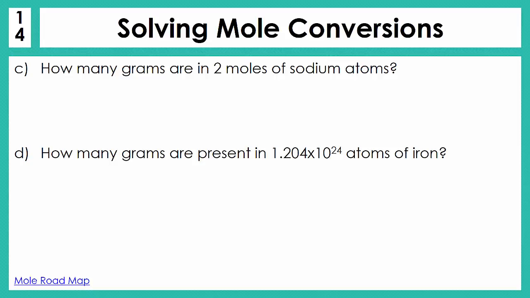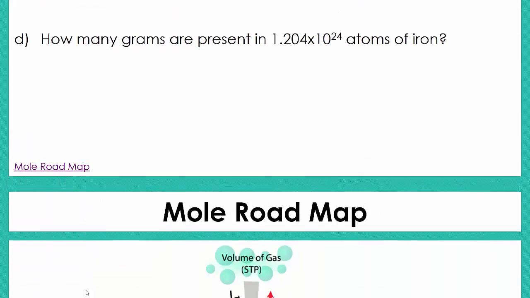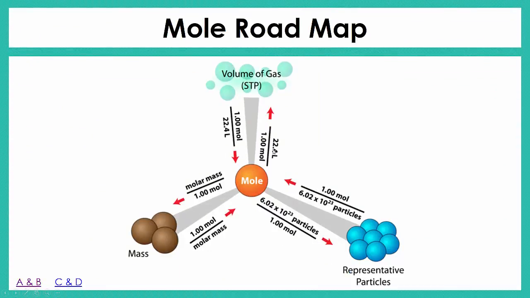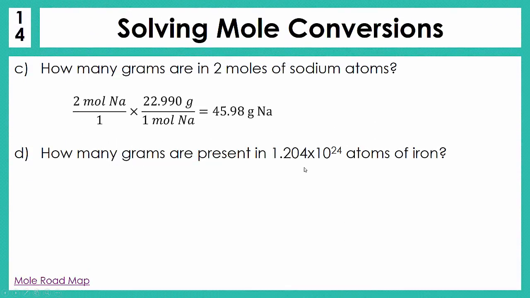Next, how many grams are in 2 moles of sodium atoms? So I'm starting with moles, and I want to get to grams. So I'm going to need to use molar mass to do that. So 2 moles of sodium, I take the molar mass of sodium, and I'm going to multiply in order to get the mass of 2 moles. So basically I'm just doubling the molar mass.